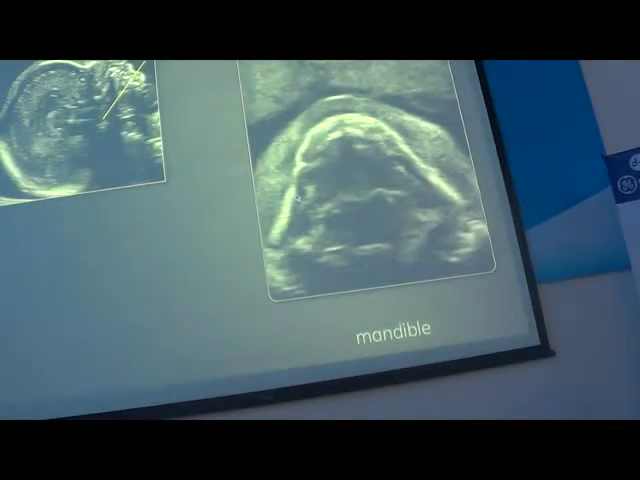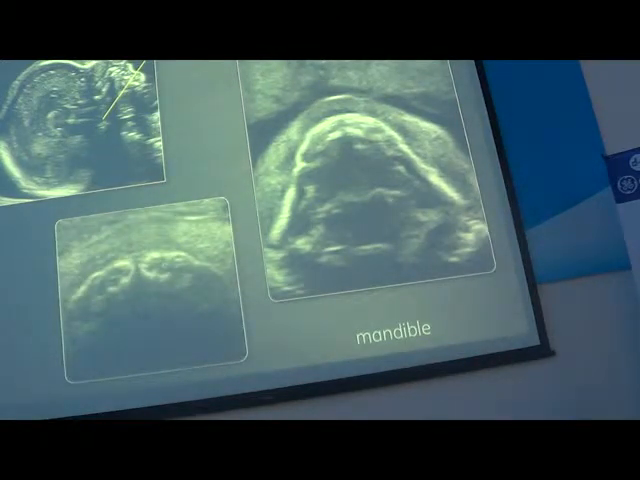Now we move down. This is a section of the mandible, and this is made with a high frequency probe.